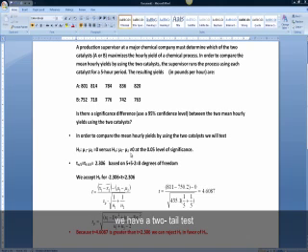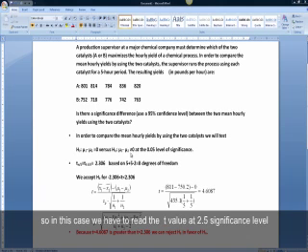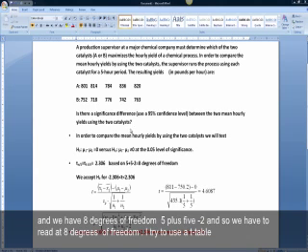We have a two-tailed test. So in this case, we have to read the t-value at 2.5% significance level. And we have 8 degrees of freedom. 5 plus 5 minus 2, so we have to read at 8 degrees of freedom.